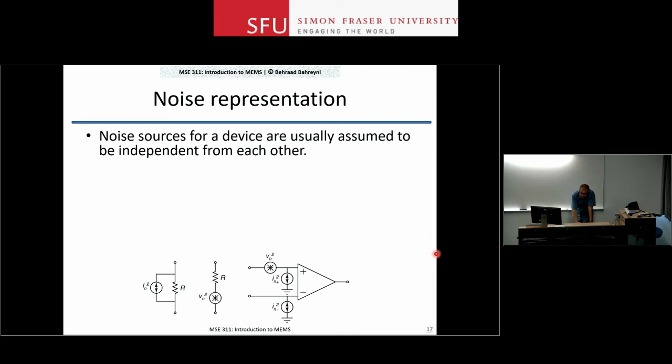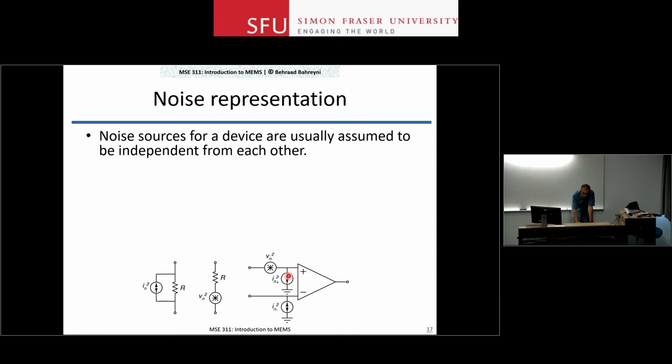So remember, the transistors that you have here have shot noise. The resistors that you have here have thermal noise. The transistors also have flicker noise. Different components have independent noise sources. And then what we do is go and measure the noise at the output and try to represent that output noise with noise signals at the input.